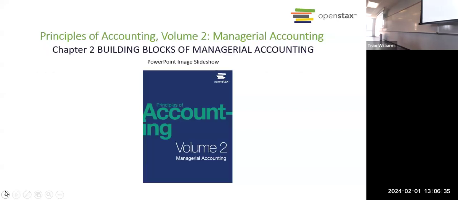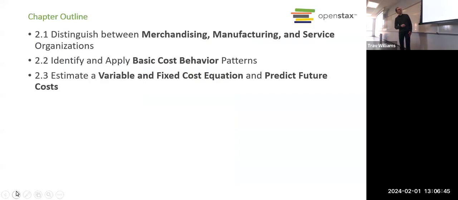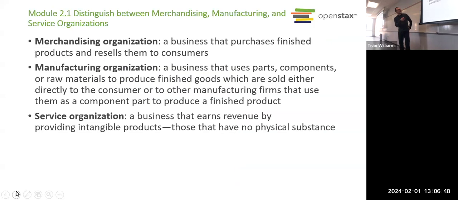Right, so you see here, the chapter we are working on this week is building blocks of managerial accounting. So again, we're just going to do a quick review of what we covered the other day. We looked at the difference between different types of organizations, right? But they all use managerial accounting, whether they are merchandisers, manufacturers, or service companies, right? And a merchandiser is a what?